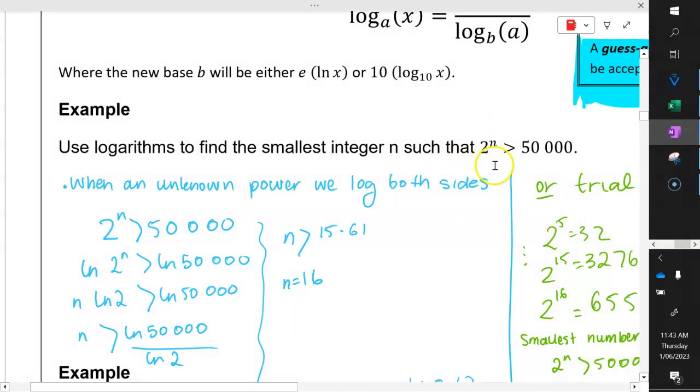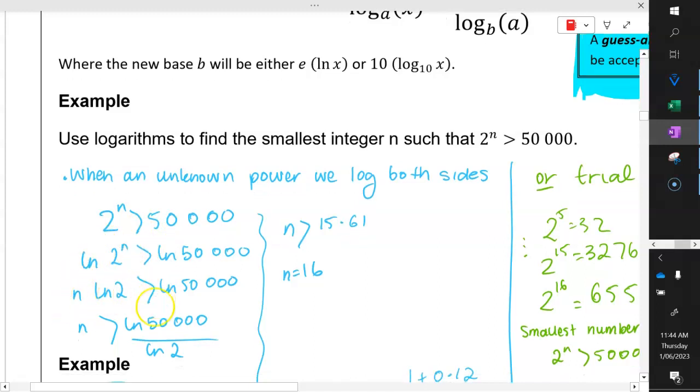I don't want you to try and rearrange the exponential into a log because it's an inequality sign. So we've got 2^n is greater than 50,000. Let's take the log of both sides. The natural log, log here, log here. That n can come down the front. So I have n log 2 is greater than log 50,000.